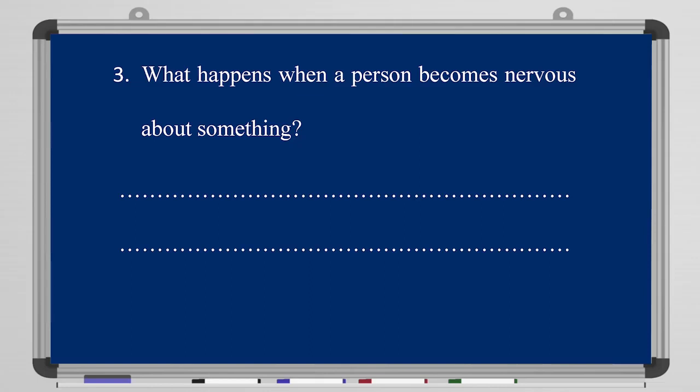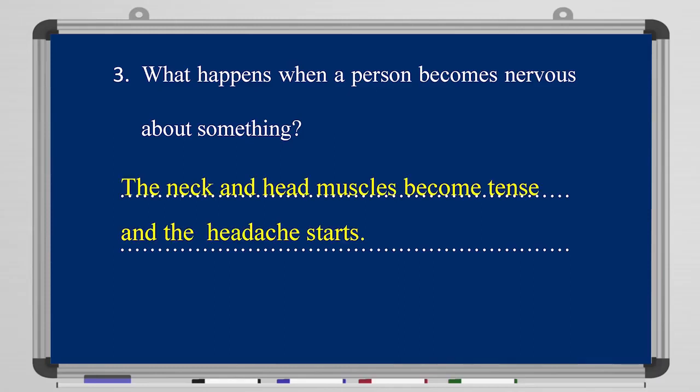What happens when a person becomes nervous about something? So when they're very nervous about something, what happens? The neck and the head muscles become tense and the headache starts. It is in that passage, it is in that paragraph. So go back to it, okay?